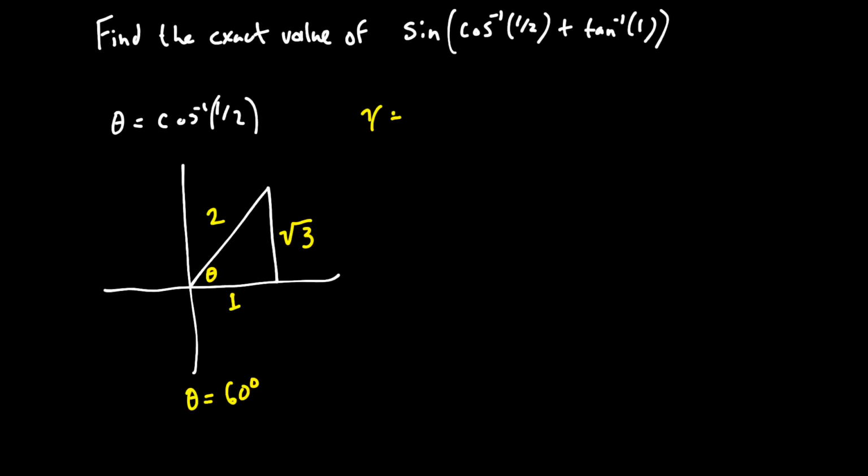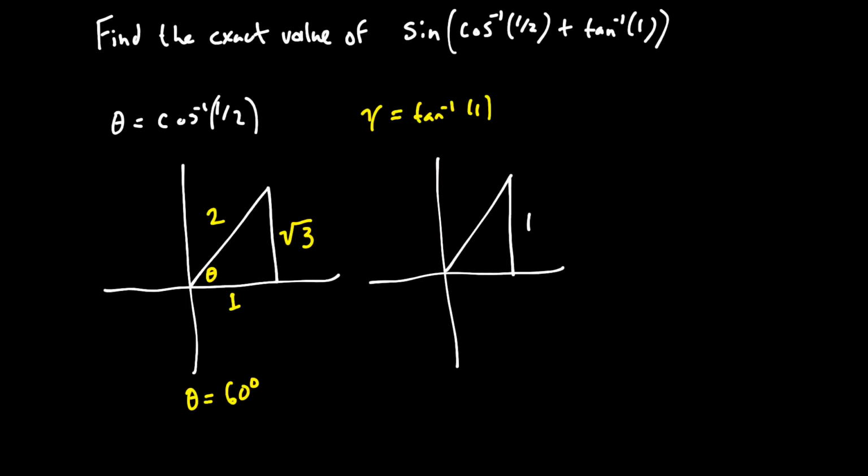Now set gamma equal to tan inverse of 1 and construct the right triangle. This right triangle is going to have opposite side 1, adjacent side 1, and this is our gamma here. So the hypotenuse has length square root of 2, and this means that gamma is equal to 45 degrees.